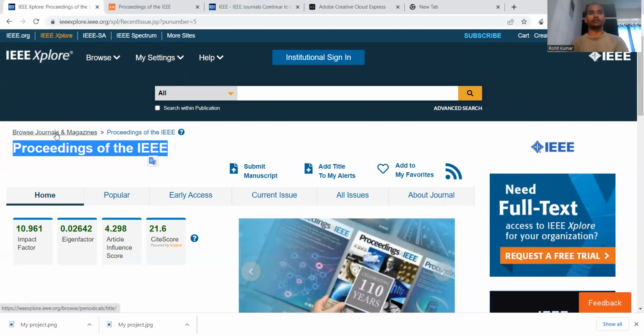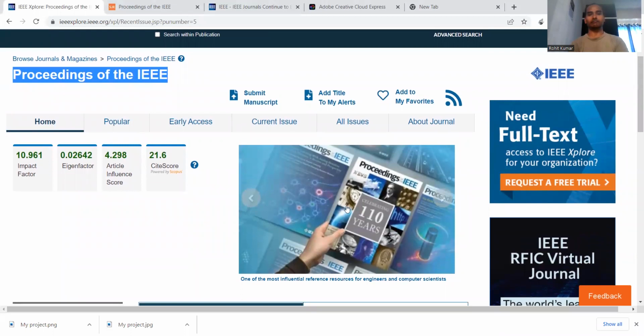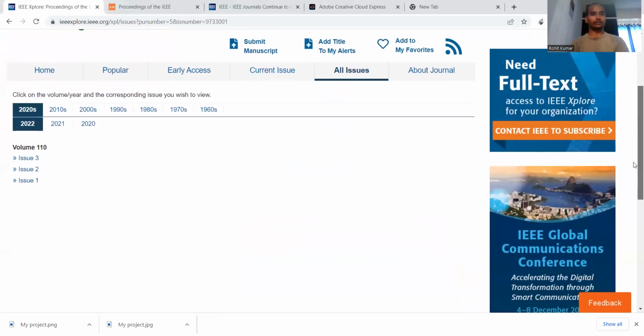It's a journal. Here you can see that it is listed under the journal and magazine category. And it is not only a simple journal, it is a very powerful journal. How am I claiming so? This picture makes it clear that the Proceedings of the IEEE is celebrating 110 years. Let's move on to all issues and see here. It got started in 1963 and is still running today.